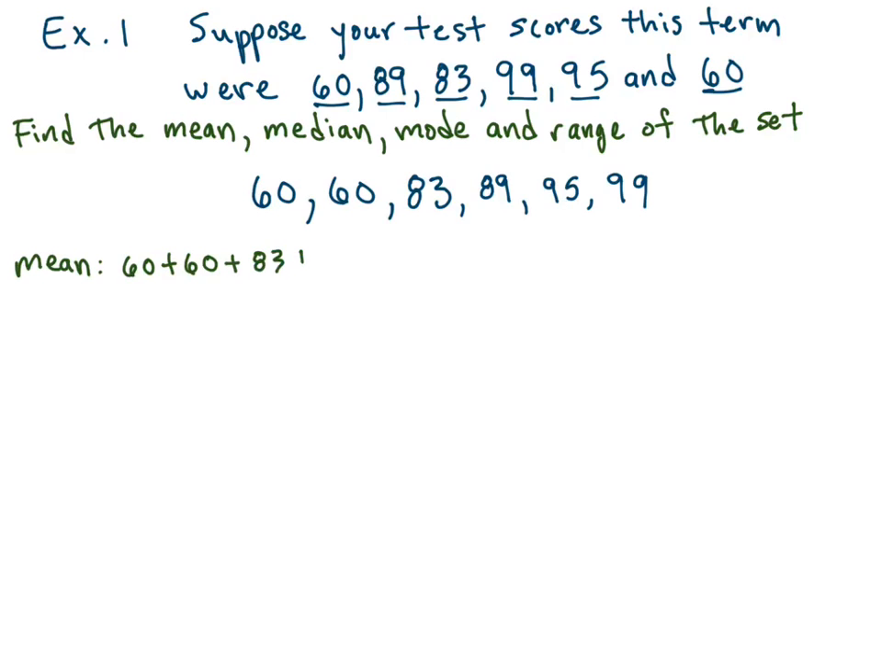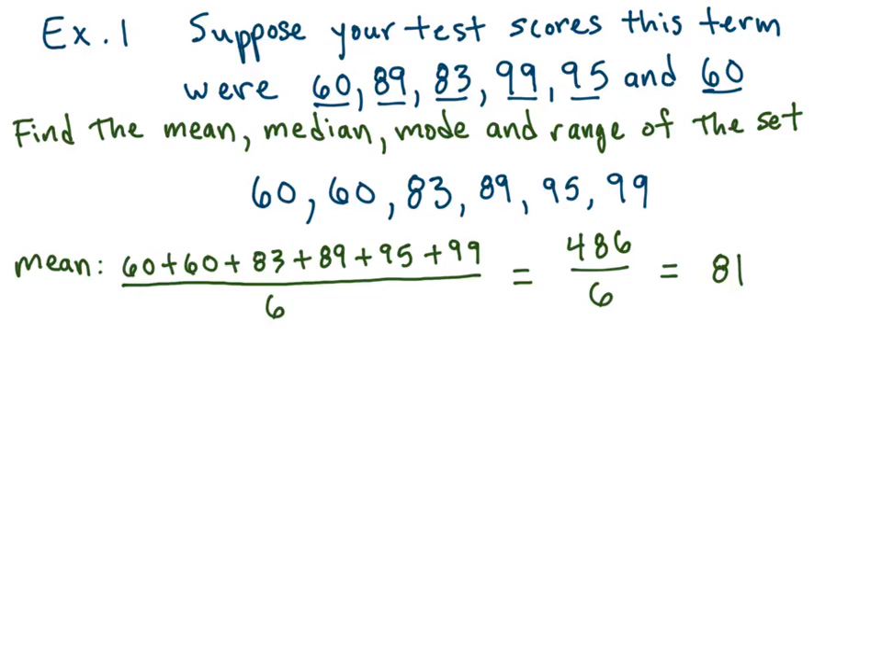So for the mean, I'm going to add together all of those numbers in that set, and then I'll divide by how many numbers there are. There are 6 total numbers there, so I just divide that answer by 6. Now, I would just put the numerator on my calculator and get 486, divide that by 6. Once again, throw that in your calculator, and we'll get 81. So 81 would be my test average over those 6 tests.